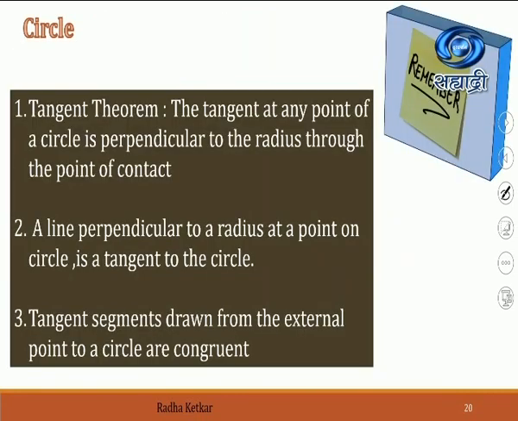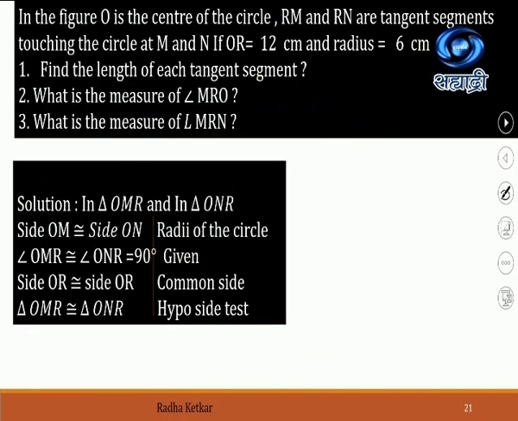So let us remember all the important points. Tangent theorem: the tangent at any point of a circle is perpendicular to the radius through the point of contact. A line perpendicular to a radius at a point on the circle is a tangent to the circle. And tangent segments drawn from an external point to a circle are always congruent.